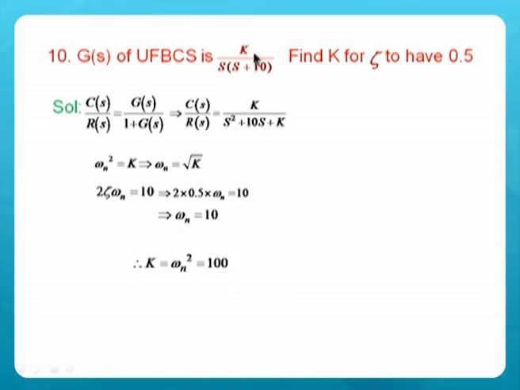It means that for this system to have a zeta of 0.5, that is, for the poles to be complex conjugates, the value of k must be 100. So when you choose 100 by s square plus 10s plus 100, if you see the roots of this equation, you will get a complex conjugate pair. This indicates that it is an underdamped system because the zeta given is 0.5.